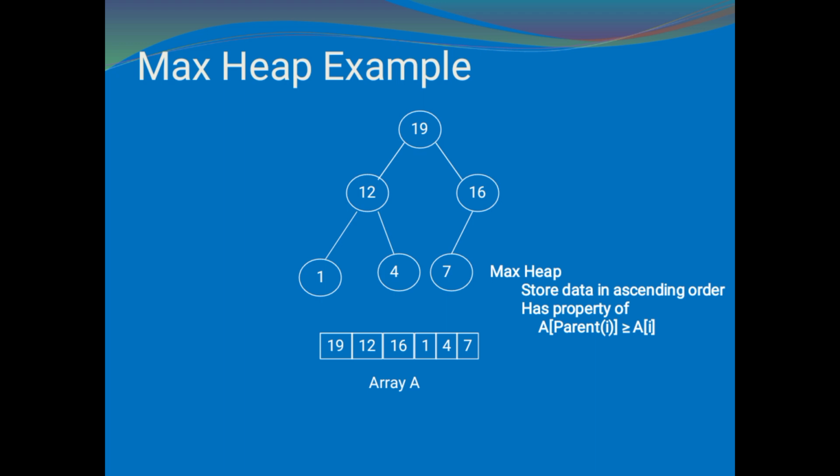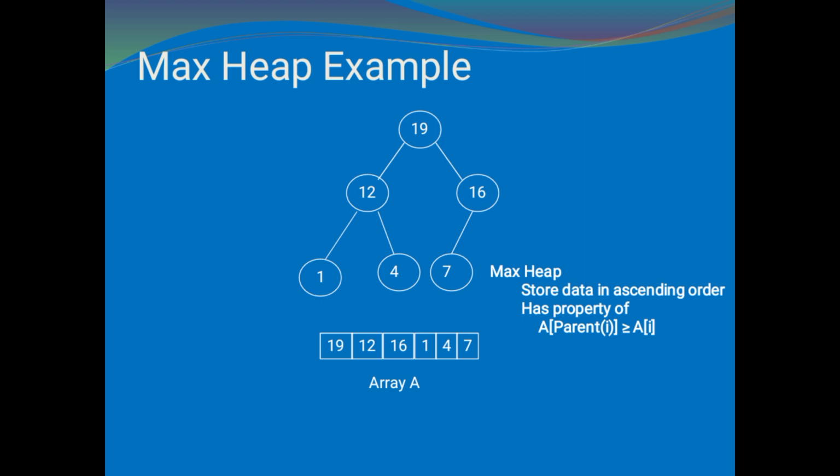Here consider the nodes 1, 4 and 12. 1 and 4 are the children of parent 12. Okay, so 1 and 4 are smaller than 12. That is, the parent must contain the maximum element and the children should contain the smallest element. Then it becomes a max heap.